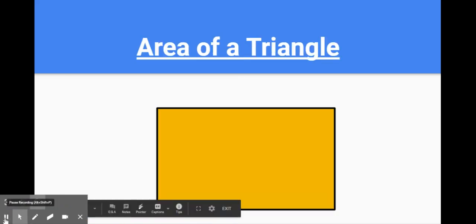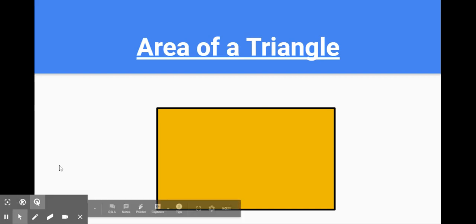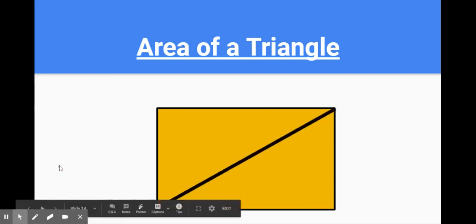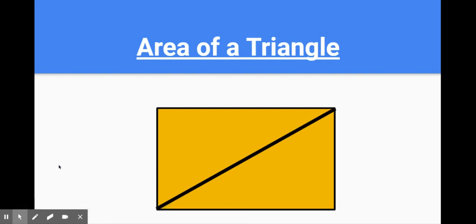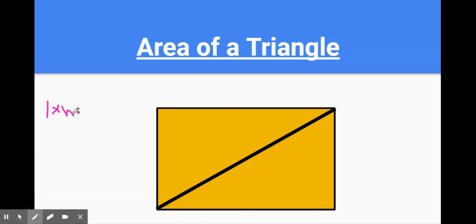Next, we're going to look at the area of a triangle. Now, when you think of triangles, I hope it reminds you of a rectangle. Let's look at this rectangle and divide it. Now, when we divide this rectangle, it is going to divide into two separate triangles. So, remember the formula for area of a rectangle is length times width.